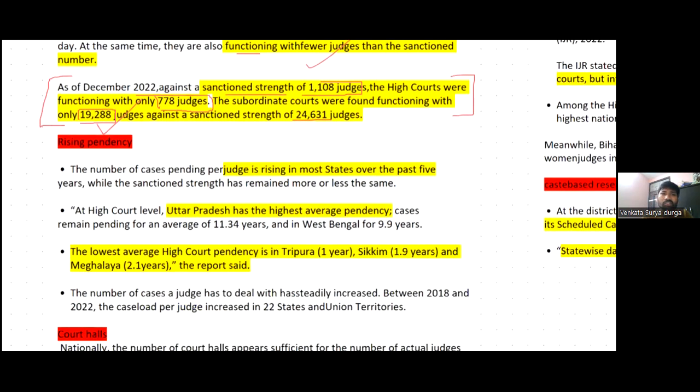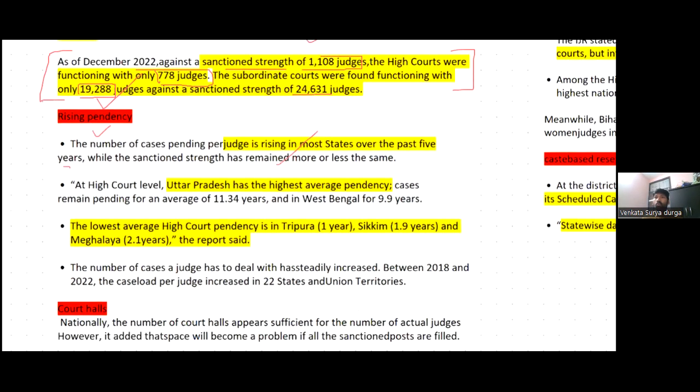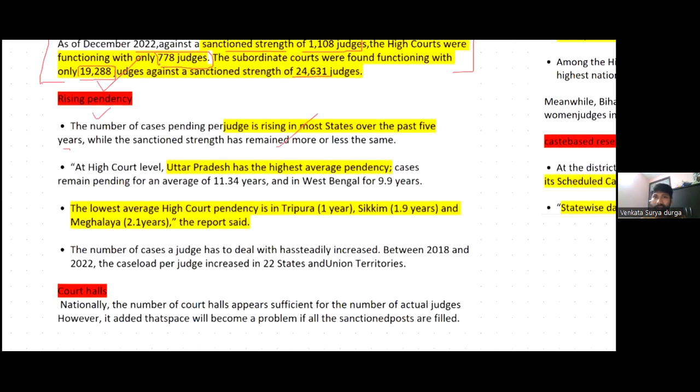There has been a rising tendency of cases, because since there has been a huge vacancy in both subordinate courts and high courts, there has been a rising tendency of cases that impacts justice delivery. The number of cases pending per judge is rising in most states. Each judge has a number of cases, but because of higher vacancies in the judiciary, the number of cases per judge has been significantly increasing in the past 5 years. While the sanctioned strength has remained constant, there has been no increase in the recruitment of judges at par with the sanctioned strength.